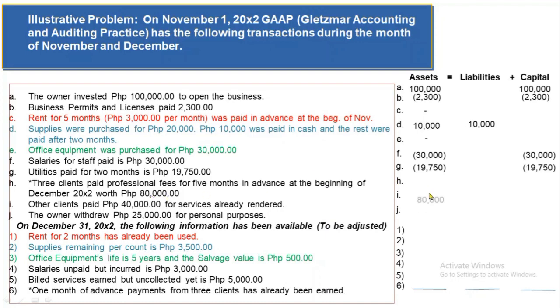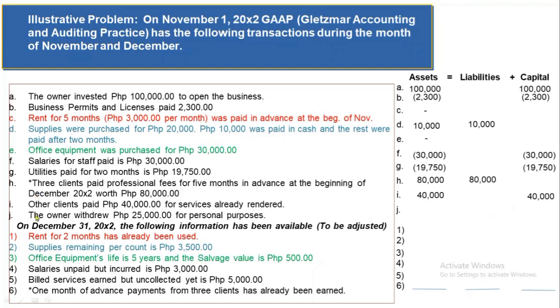Of course, we're going to increase the assets of 80,000, but we are also going to increase our liability account. We have 80,000 also. Now, we are not required to pay cash in the future to settle this liability, but we must provide in the future some goods or services to these clients. On letter I, other clients paid 40,000 for services already rendered. So logically, we just need to add 40,000 to our total assets and also add the same with the capital because they're already considered as revenues because services are already rendered.